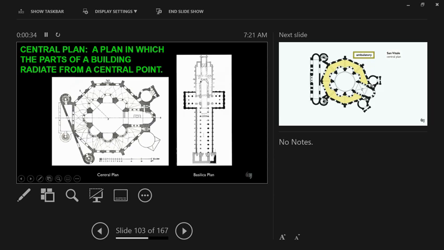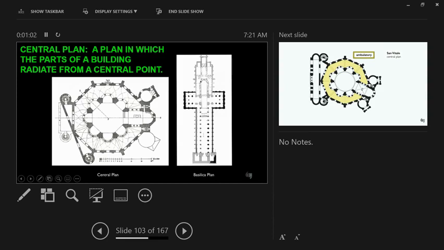The last time we looked at the basilica plan was the old St. Peter's, and it was basically just a solid rectangle. We are going to be looking at lots of churches, and the one on the right is very similar to the ones we will be looking at. You can see the nave down the middle, and there are aisles on the sides.